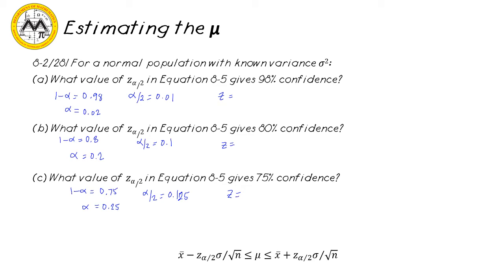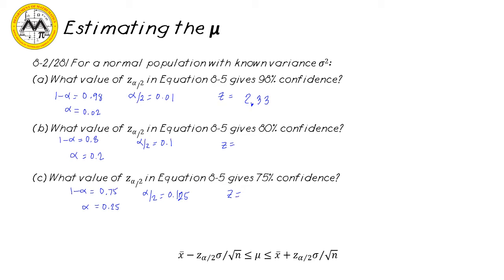So for the first one, 0.01, the value of z for 0.01 is negative 2.33. So we use 2.33. So it's negative, but since we are just considering the absolute value for this one, 2.33.